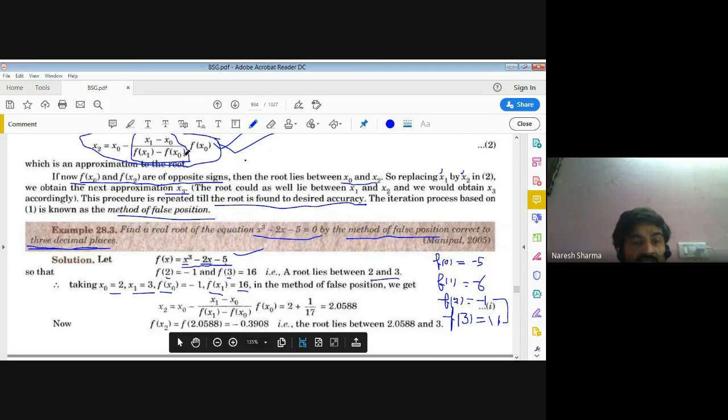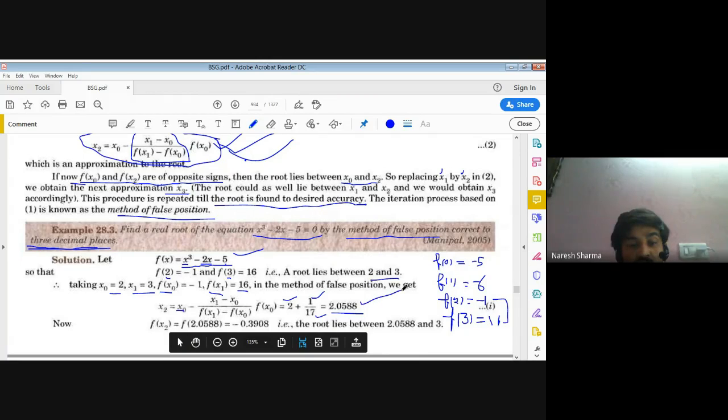So we have the formula here, which we already wrote as equation number 2. So x2 is equal to x0 minus (x1 minus x0) divided by (f(x1) minus f(x0)) into f(x0), which is equal to 2 plus 1 by 17, which is equal to 2.0588 after solving. Just a simple calculation: 3 minus 2 is 1, 16 minus minus 1 is plus 1, that is 17, and x0 is 2. So after calculation, you get this value.